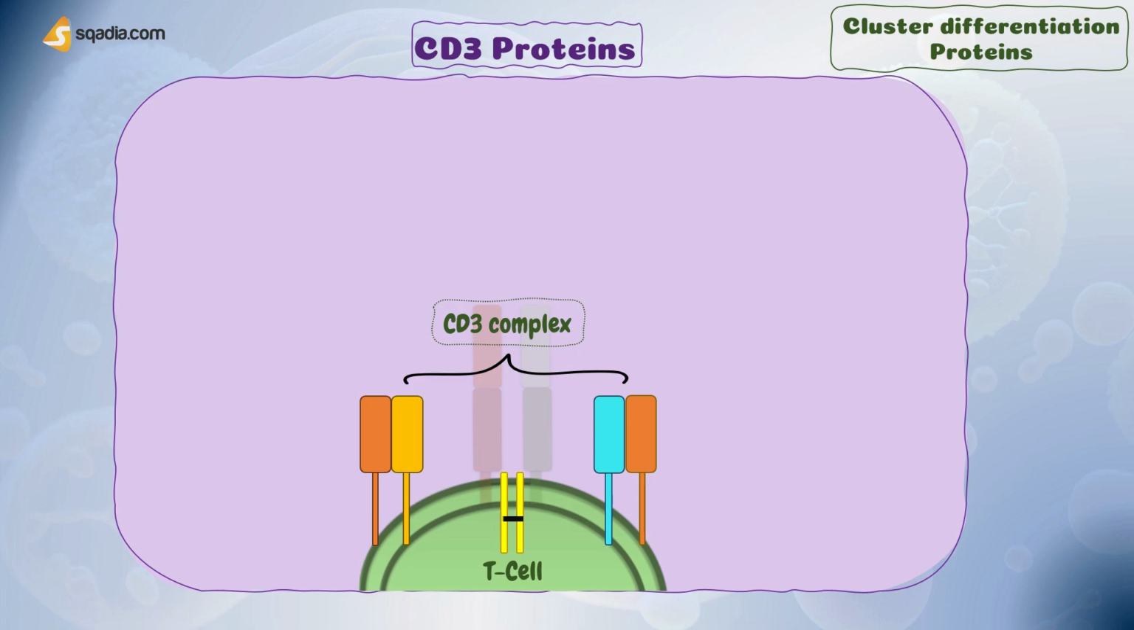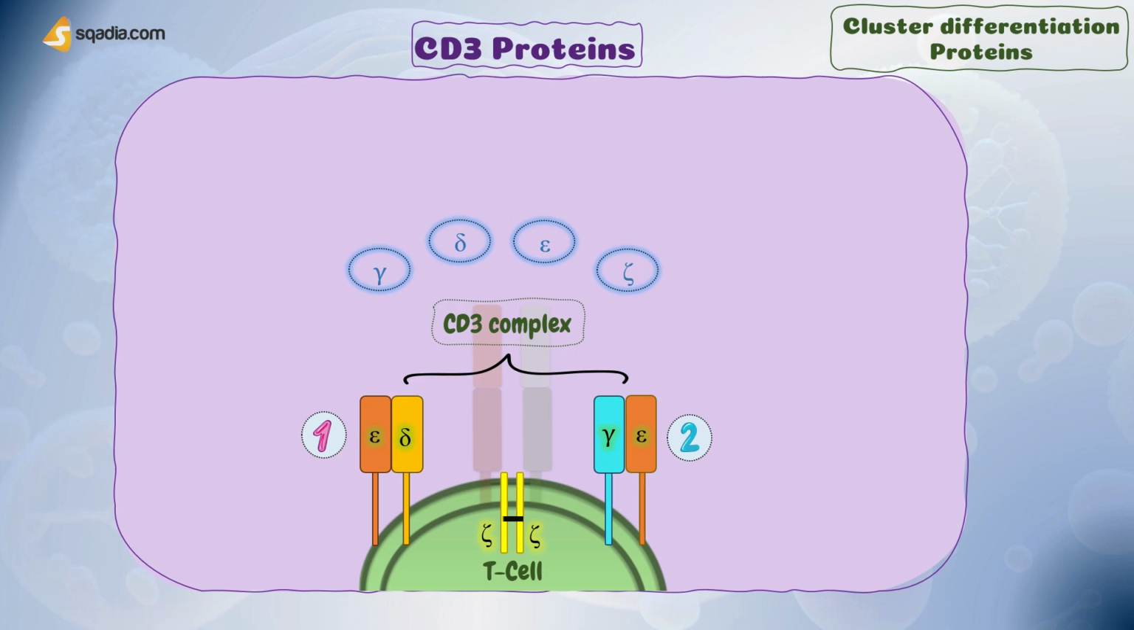This CD3 complex is usually made of 4 different proteins that are gamma, delta, epsilon, and zeta. This CD3 complex consists of two heterodimers. I am showing them as 1 and 2. Here the first one consists of gamma protein and epsilon protein, and the other one is made of delta protein and epsilon protein. Then beside the TCR, two zeta proteins linked with a disulfide bond make the remaining portion of this CD3 complex.